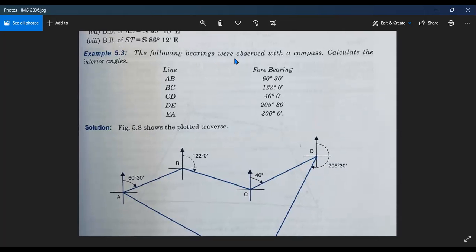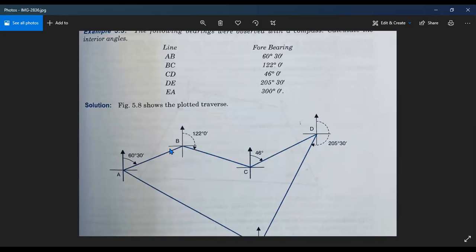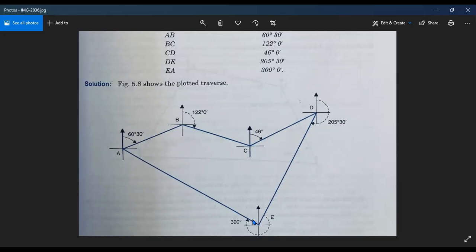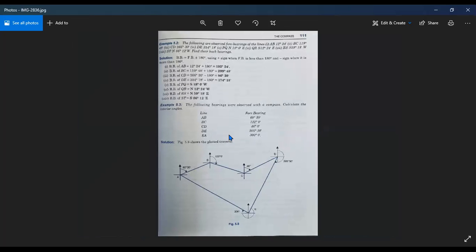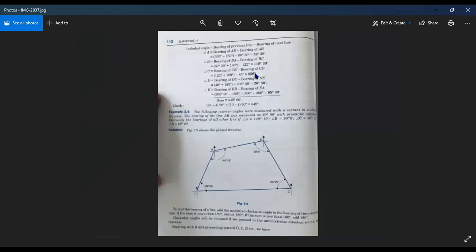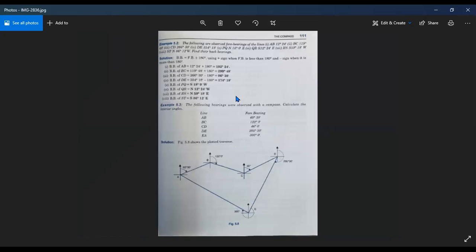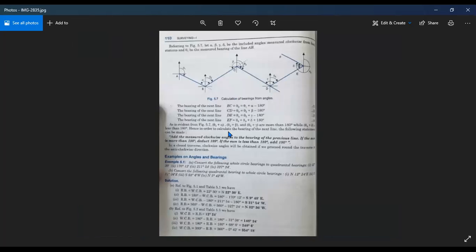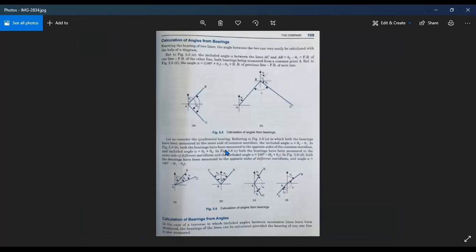So what he is telling is, the following bearings were observed with a compass. Calculate the interior angles. I need to calculate angles BAE, ABC, BCD and CDE. So what is the principle to calculate angles from bearings? See here, I have shown it to you: calculation of angles from bearings.